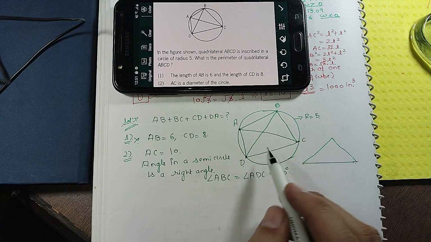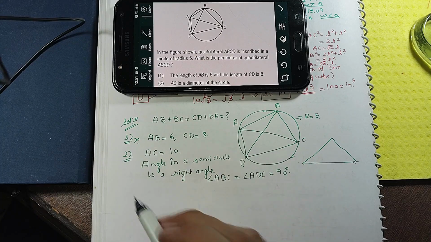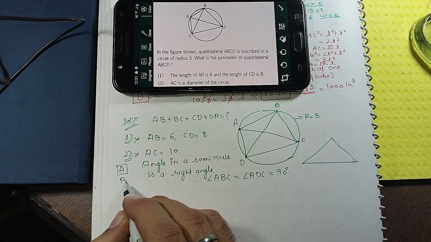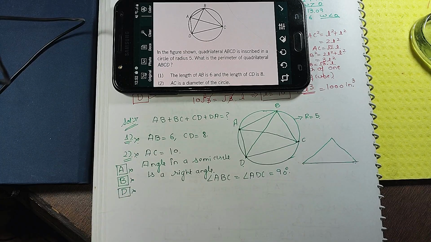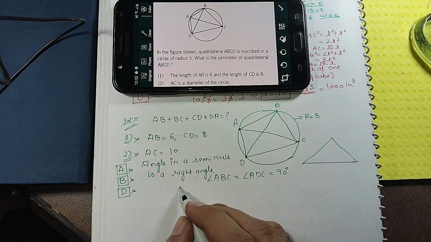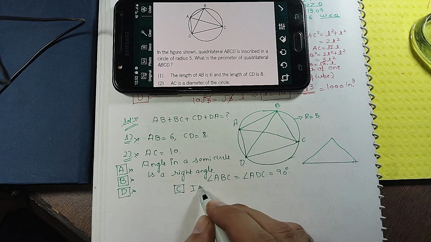So still we are not able to find the lengths of AB, BC, CD and DA. So statement 2 is also not sufficient. So this means that option A, option B and option D are not right. Now we will move to option C, which says combining statement 1 and 2.